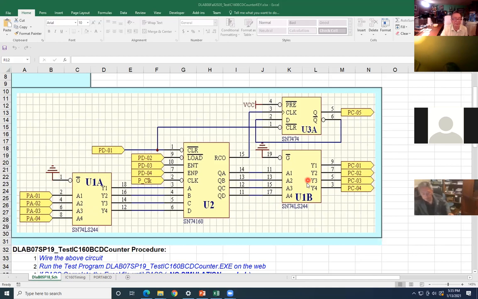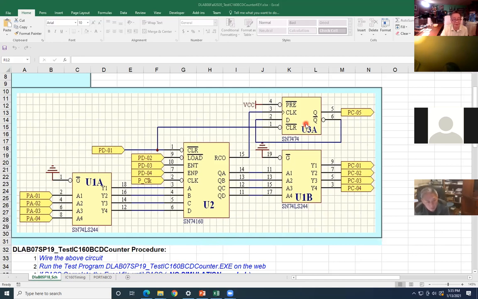That will be the same thing for U1B. Whatever is on 11 will go to pin 9. 13 goes to 7, 15 goes to 5, 17 to pin 3. Pin 19 must be routed, nothing else. Okay? Then we try to see this guy U3 here.